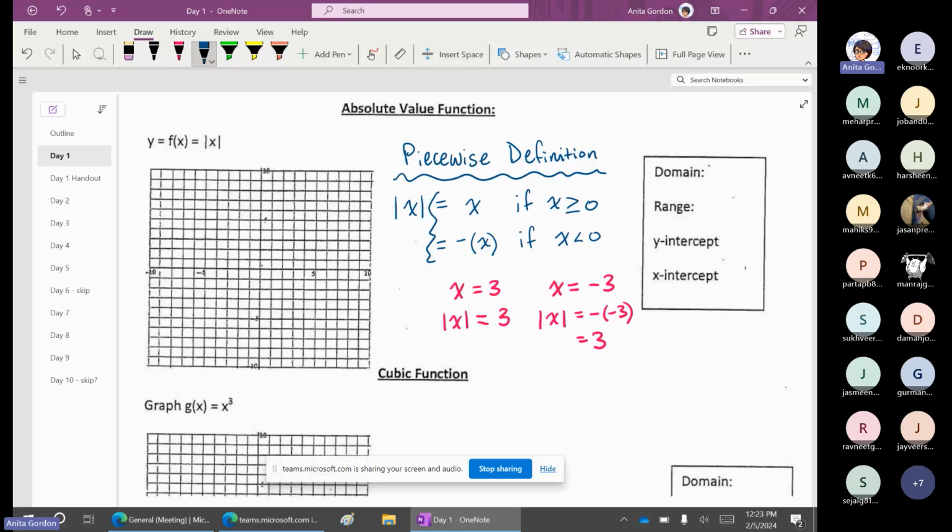When x is 0, y is 0. When x is 1, y is 1; 2, 2; 3, 3; 4, 4, and so on. But when x is negative 1, y is positive 1, then positive 2, positive 3, positive 4. It has to always come out positive. So we end up with this V shape.